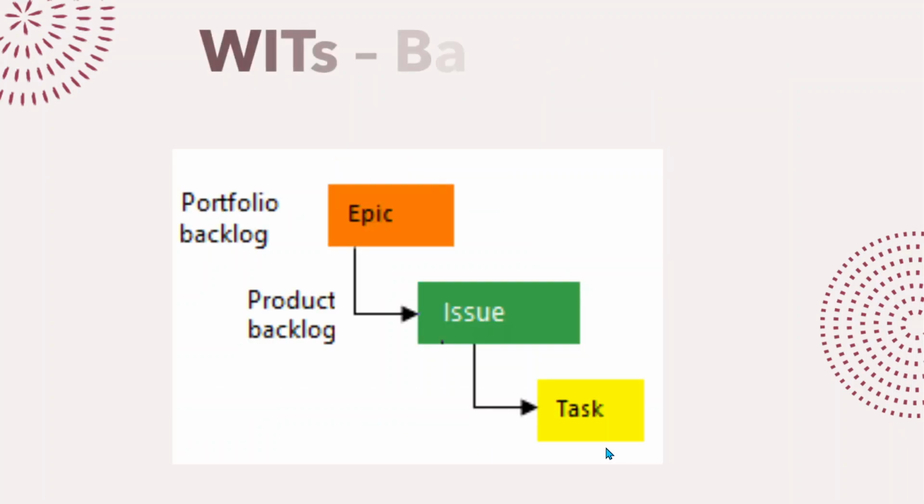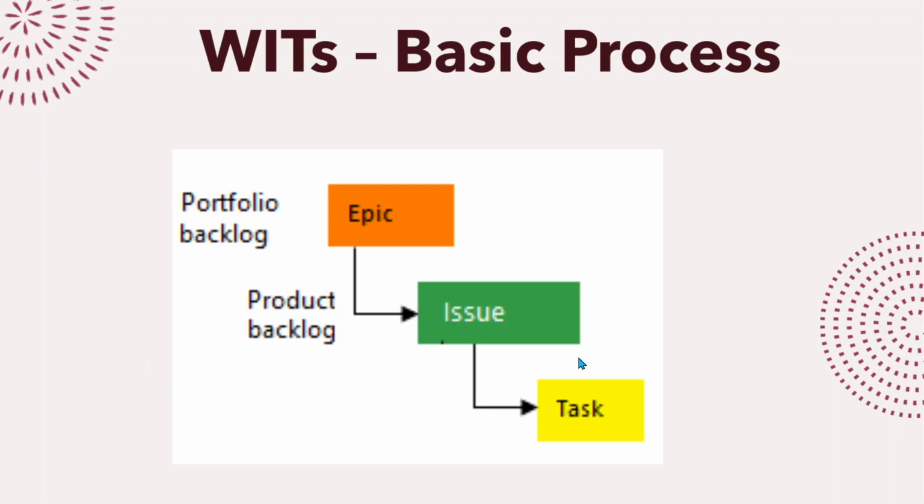And next we have something called basic process. This is the hierarchical workflow of the basic process. First we have epic, then issues and task. This is the backlog work item hierarchy of basic process, where issues and tasks are used to track the work, whereas epics are used to group work under larger scenarios. Basic process is the default process that is created when you create a new project in Azure DevOps.